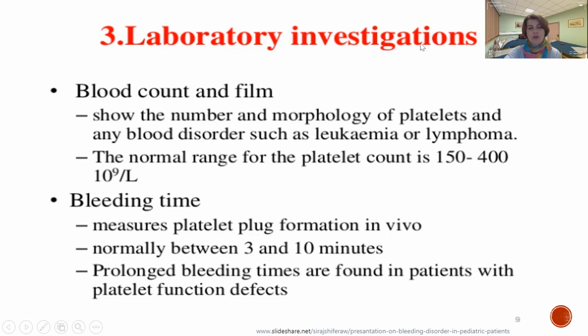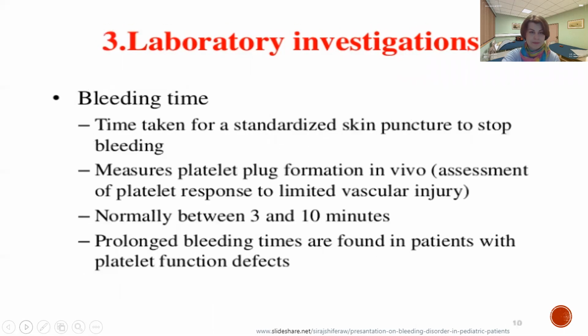The normal platelet count is 150 to 400 or 450, depending on your laboratory ranges. The next parameter is the bleeding time, which measures platelet plaque formation in vivo. Normally it is between 3 and 10 minutes, and prolonged bleeding time is found in patients with platelet function defects.